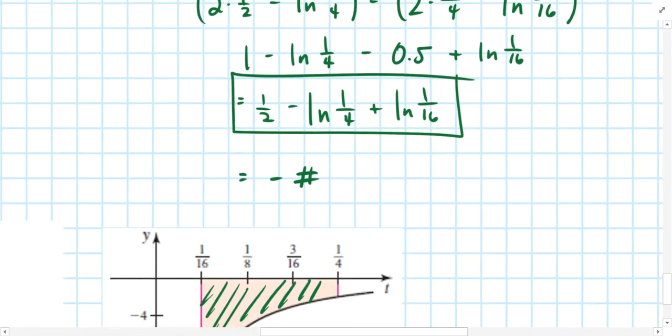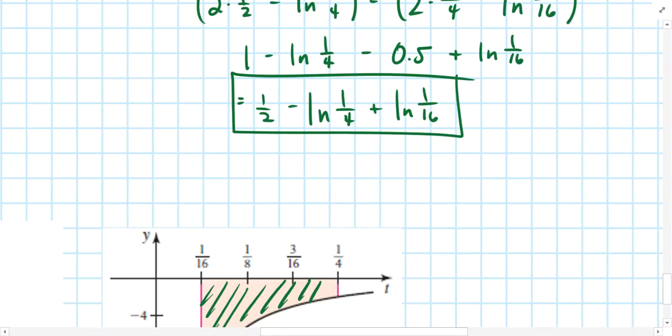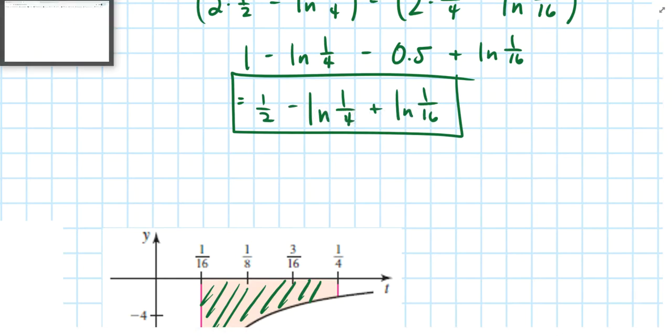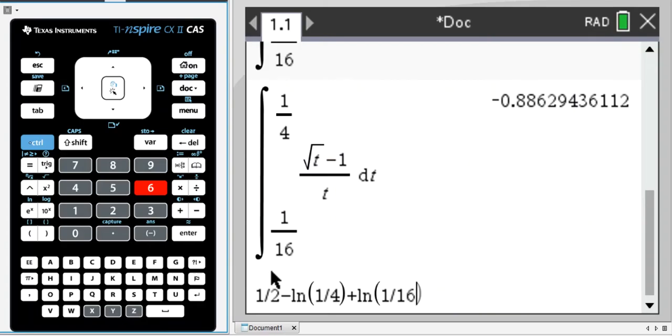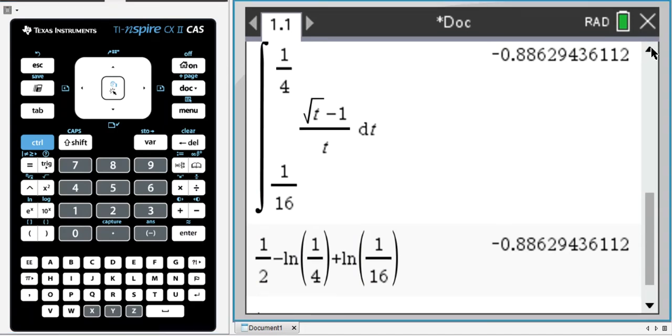Does this calculated result give us the same number? And so here we have that expression, 1/2 minus the natural log of a fourth plus the natural log of a 16th. A little bit nervous here. Let's see what we get. Negative 0.88629. The two results appear to be the same.